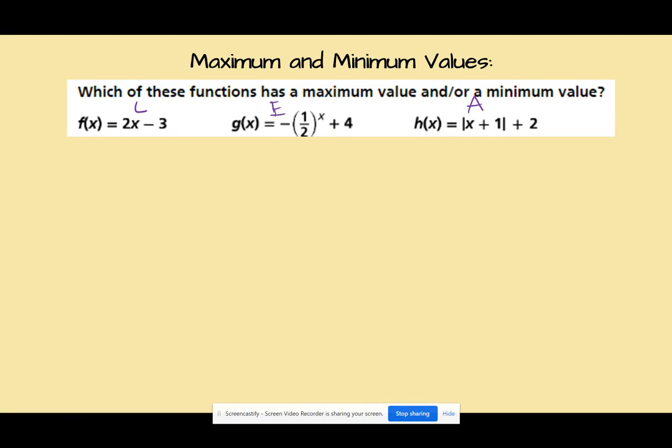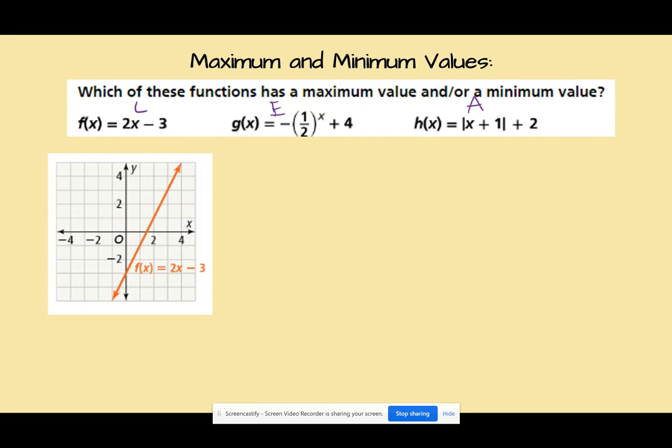So let's take a look at the graphs and see if we can figure out if they have minimum or maximum points. Here is our linear function. If you notice, it has arrows at both ends. That means this is going to go up forever and down forever. So if it continues to always increase and always decrease, there is no minimum or max. So no min, no max, because it's always increasing and decreasing.